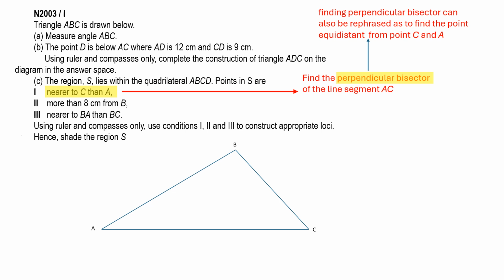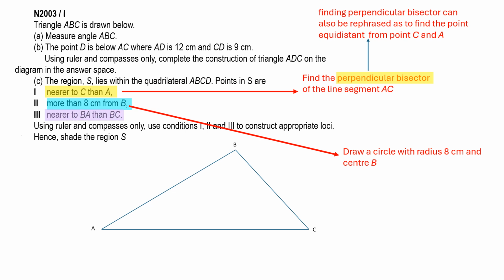This region S must be more than 8 cm from B. So if you're at a certain distance from a certain point, then it means that we need to draw a circle, right, with radius 8 cm and center B. And the third concept, remember, if you are equal distance from two different line segments, then we are referring to having to draw the angle bisector.